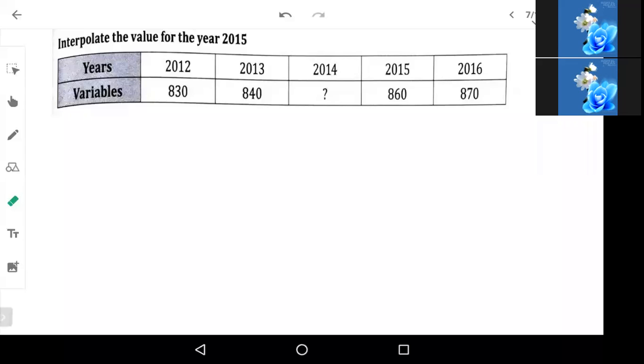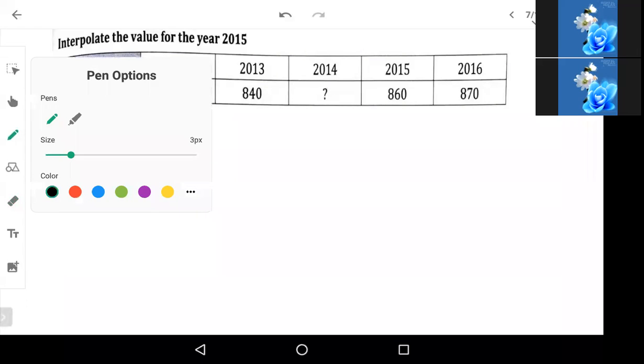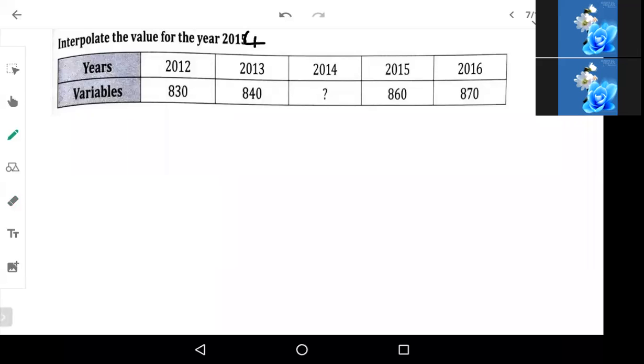Now, the first problem. Interpolate the value of the year 2015. Actually, it is 2014, not 2015. Okay, 2015 they have given us the value. So you have to consider 2014. Interpolate the value of the year 2014.